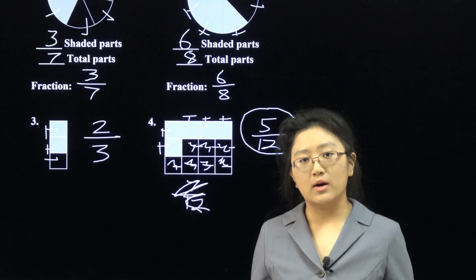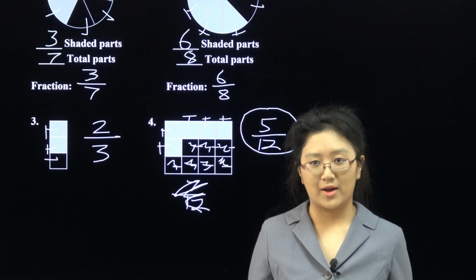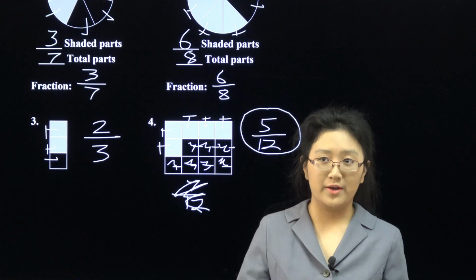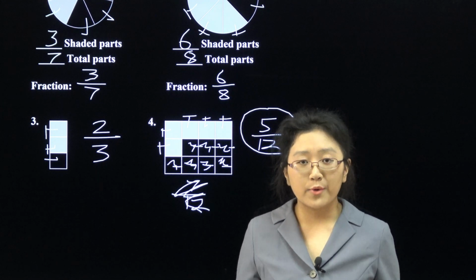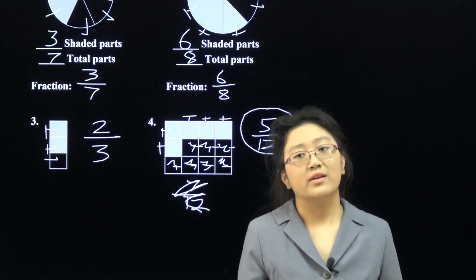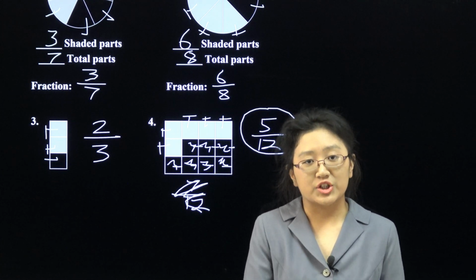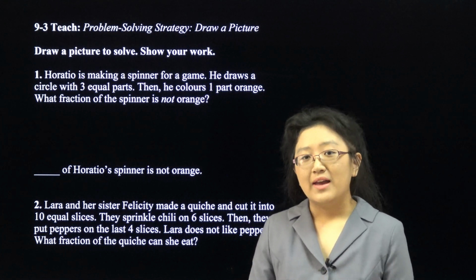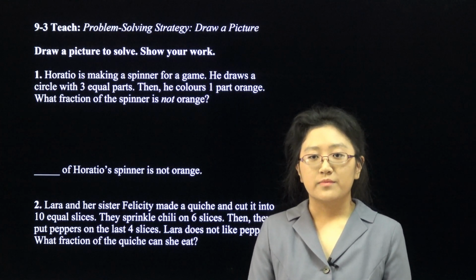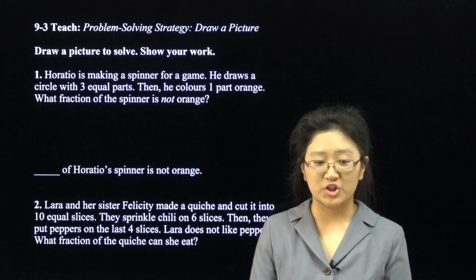Alright, so that's it for fractions with numerators that aren't 1. Numerator is the number on top. Now, you can take a break whenever you want, just remember that. And we can move on to the next section. Interestingly enough, our next section, section 3, is a problem-solving strategy. Today's strategy will be drawing a picture.